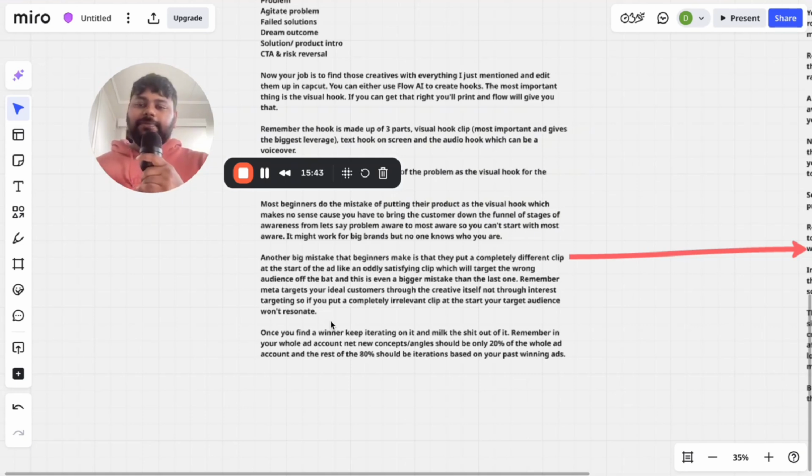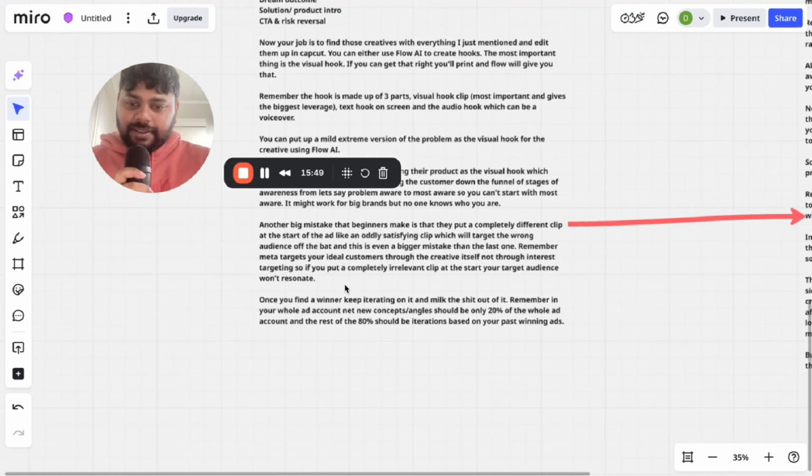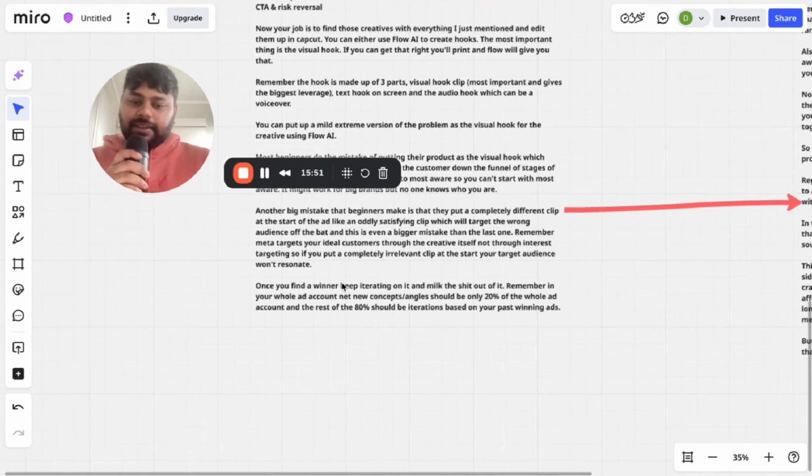You want to convert people. You don't want to entertain them, you know what I mean? So it's just a big mistake that you need to avoid, right? Once you find a winner, keep iterating on it and milk the shit out of it, right?